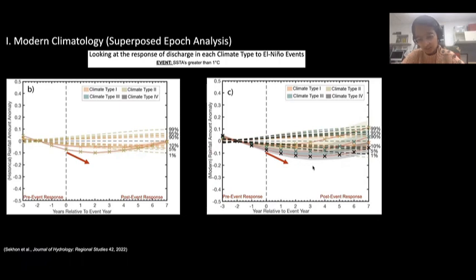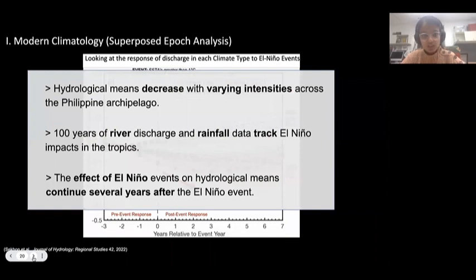And what you do also notice is that after a certain time has passed and rainfall and river discharge have been decreasing, there is a return back to the mean state for both rainfall and river discharge. So some of the key takeaways from the first section: hydrological means decrease with varying intensities across the Philippine archipelago. We have 100 years of river discharge and rainfall data that track El Nino impacts in the tropics. And interestingly, the effect of El Nino events on hydrological means continues several years after the El Nino event has occurred.